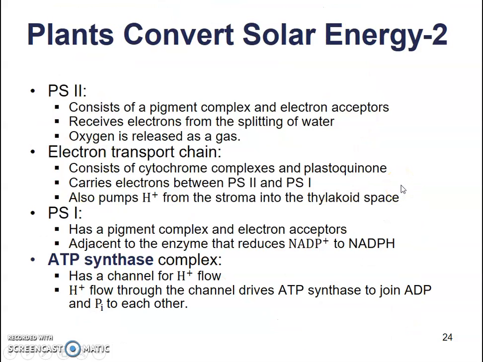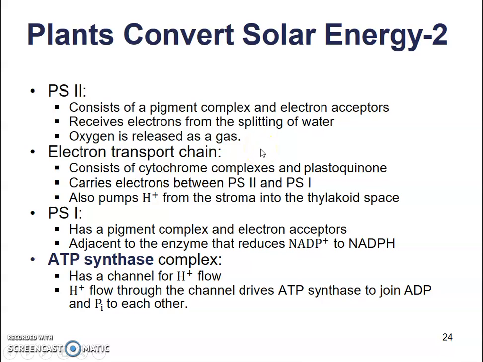Moving on, plants convert solar energy. Photosystem 2 consists of a pigment complex and electron acceptors. So pigment complex, so basically something that's going to absorb sunlight, and electron acceptors. They are proteins that will take electrons. They receive electrons by splitting water, and oxygen gas is released.